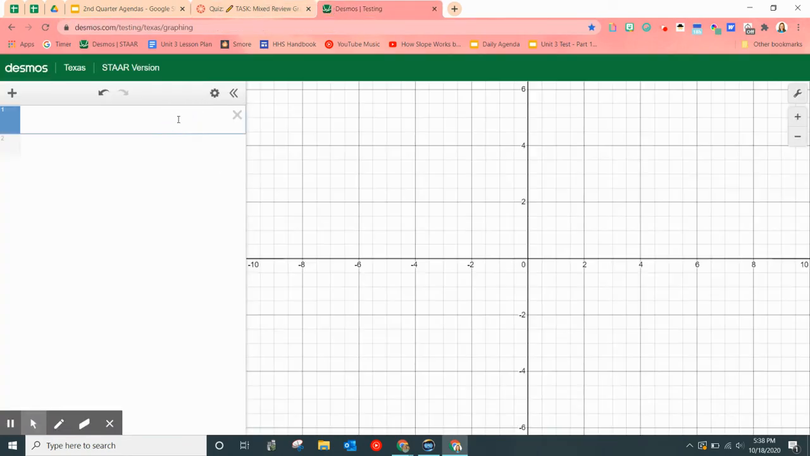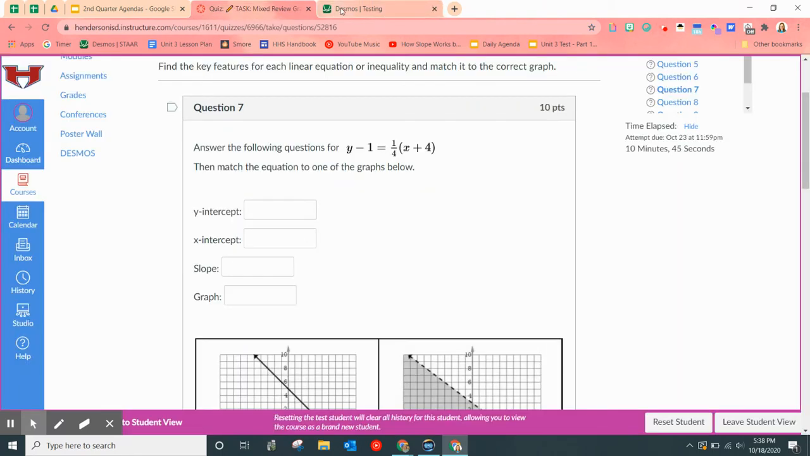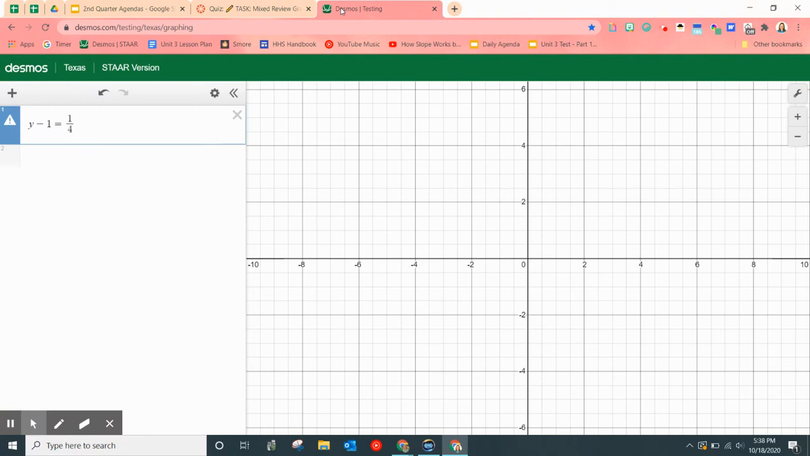Okay, so we have y minus 1 equals 1/4 times, whoops, I have to arrow over here. Don't put your x in the denominator. 1/4 x plus 4. Whoops, actually plus 4, like this. Now, it didn't graph it, did it? It's giving me this exclamation in the triangle. That's because y is not by itself on one side of the equation.